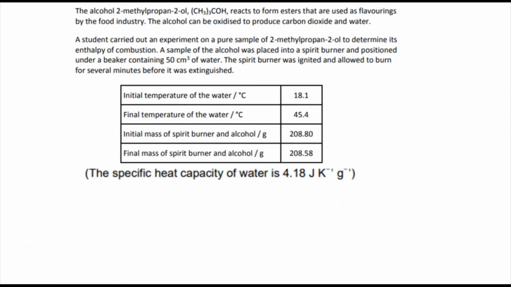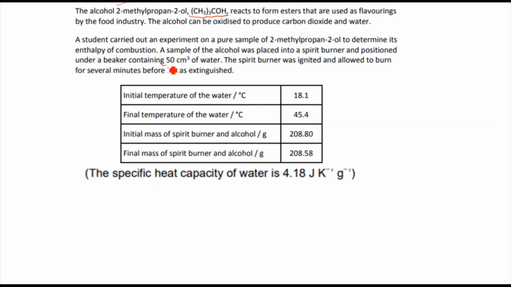Right, so now looking at the hardest example, this is again a calorimetry question, but they try and stretch you, and they have added a table instead of just giving me the values now. So I've been told the alcohol 2-methyl propane propanediol, which has this formula (CH3)3COOH, reacts to form esters. We don't care about that. We just need the values in. So a student carried out an experiment on a pure sample of this and determined the enthalpy of combustion.